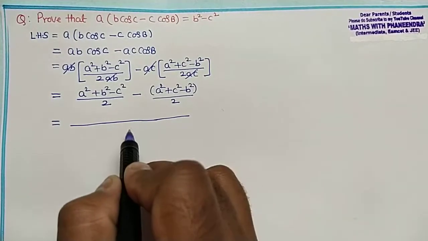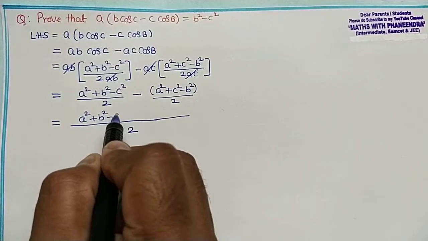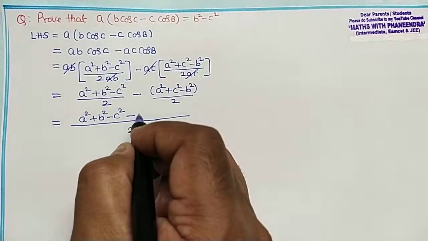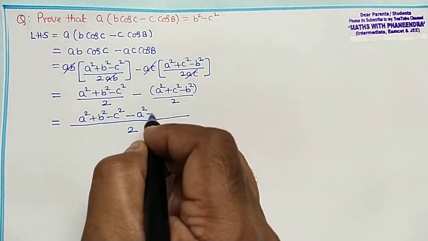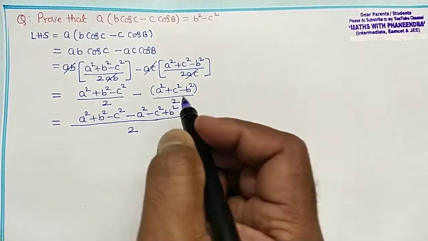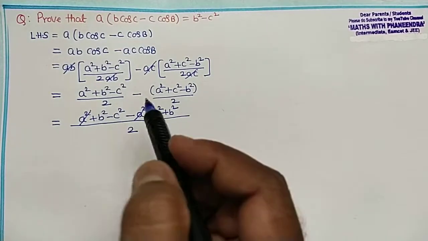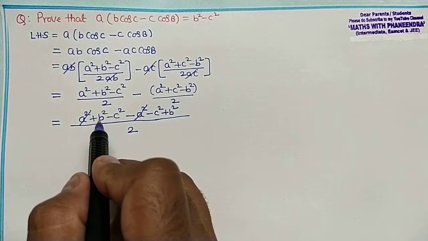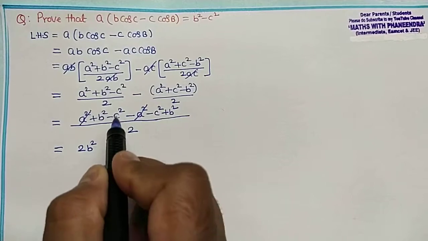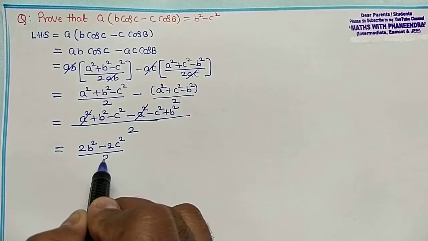2 is the LCM. A square plus B square minus C square, and each and every term of this bracket value multiplying by minus A square minus C square, minus into minus plus B square. So here plus A square minus A square, B square plus B square is 2B square, minus C square minus 2C square divided by 2.